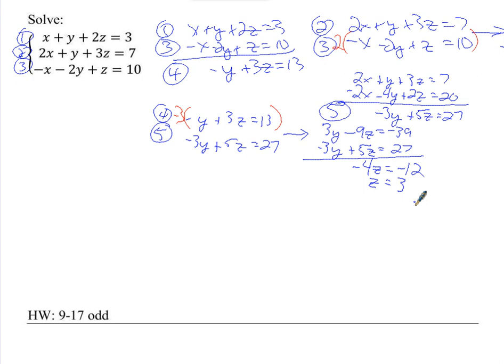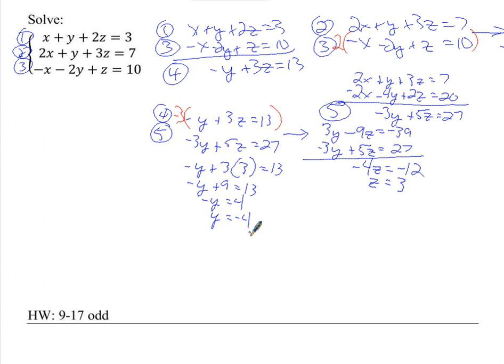Now that I've done that, what's next? Plug it back into one of the original 4 or 5 equations. These guys right here. Which one looks easier? 4? Okay, so I'm going to write negative y plus 3 times z, which is 3, equals 13, and then solve. Negative y plus 9 equals 13. Subtract 9 from both sides. Negative y equals 4, so therefore y equals negative 4.